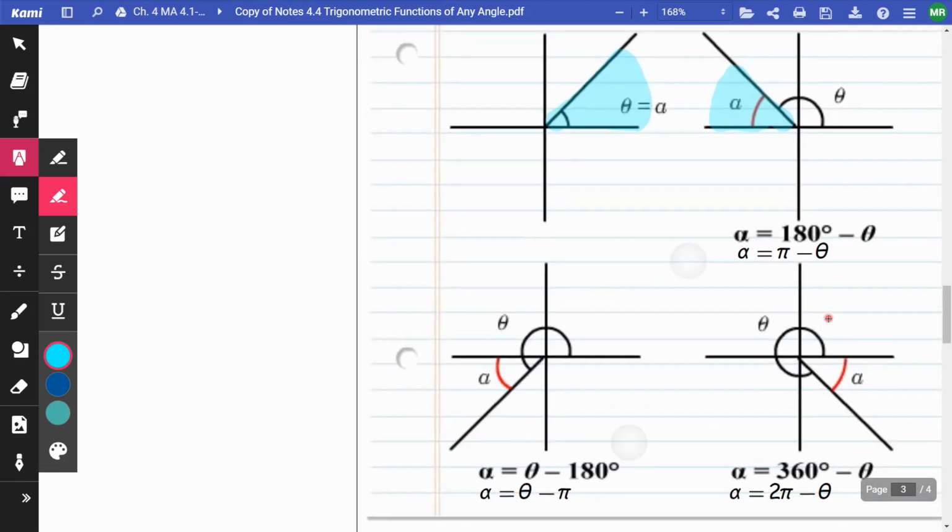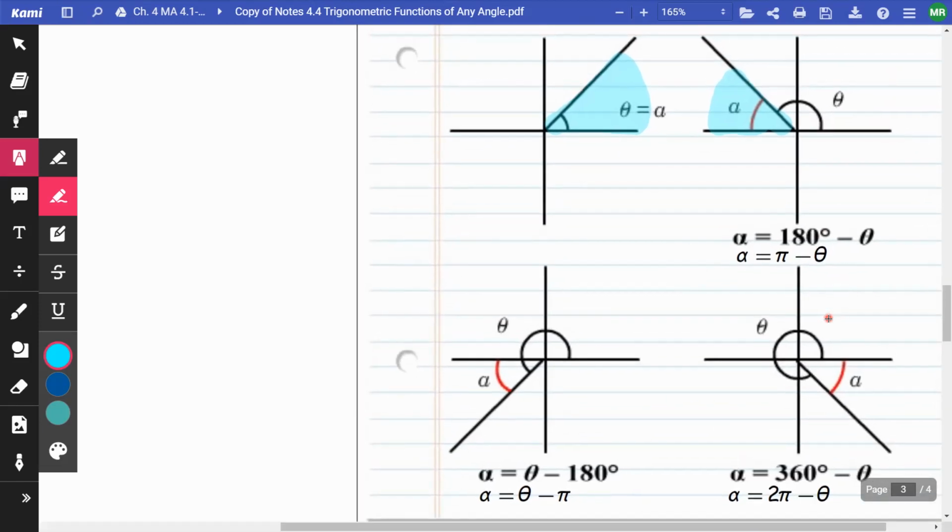Down here, if I'm in quadrant 3, again, I'm going all the way from here to here in terms of my theta, but my reference angle is going to be this. And since I've gone more than 180, I'm going to take my angle minus 180, or I've gone more than pi, I'm going to take my angle minus pi.